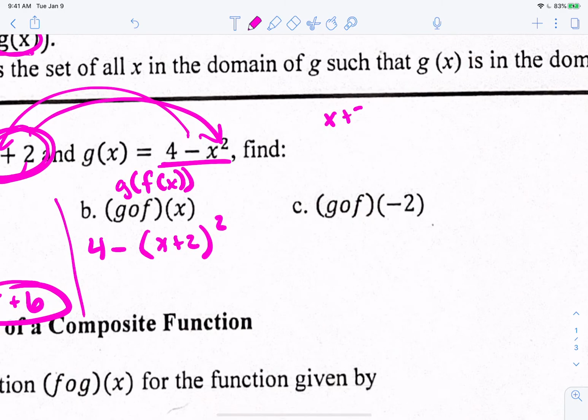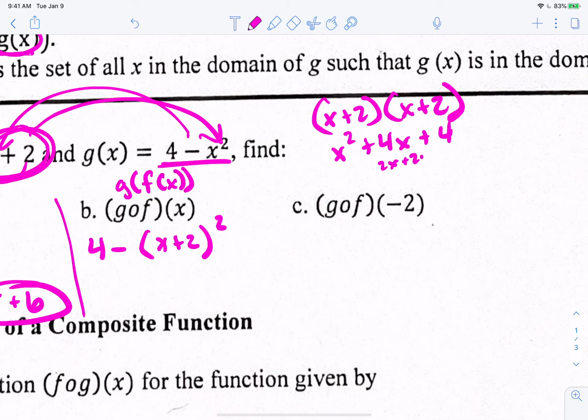So I'm going to put x plus 2 and x plus 2 up here. Okay? Can you guys do that in your head? X plus 2 times x plus 2 and combine the middle terms? X squared plus 4x plus 4. Because you'll have a 2x and another 2x right here, which will combine. So x squared plus 4x plus 4.